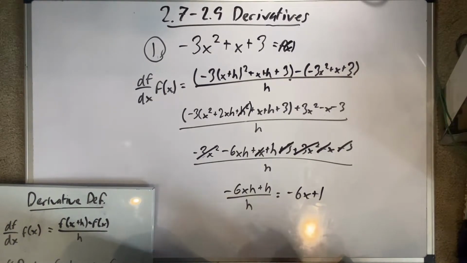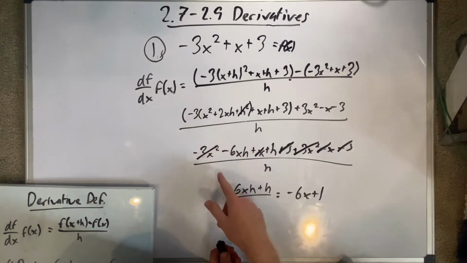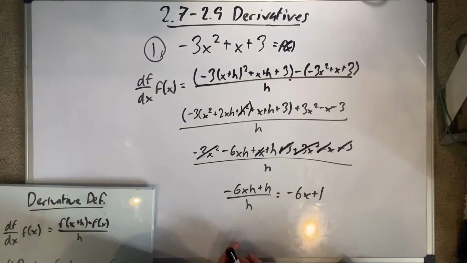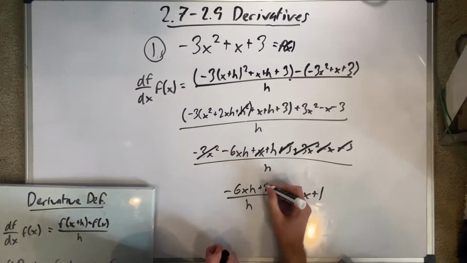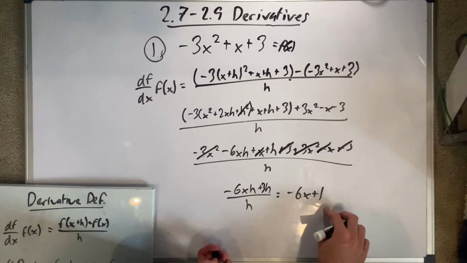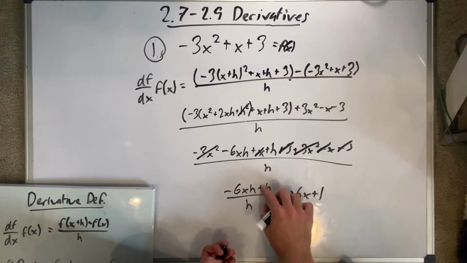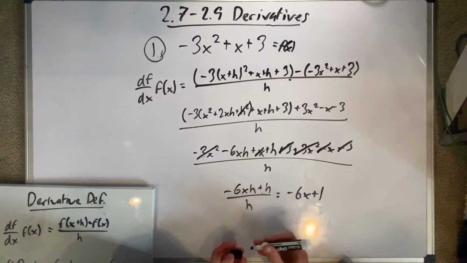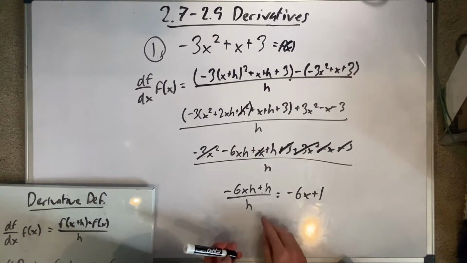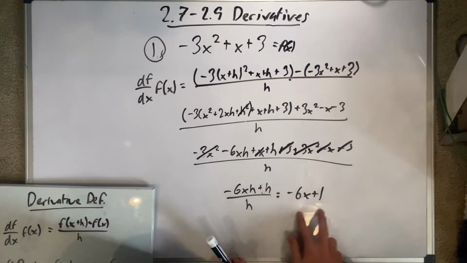If you're left with any terms that still have h's in them, then you've done something wrong somewhere down the road with basic algebra, almost like I had. So if you're left with some 3h over here or something like that, and then you divide, and you get something that leaves an h in your answer, then you've done something wrong.